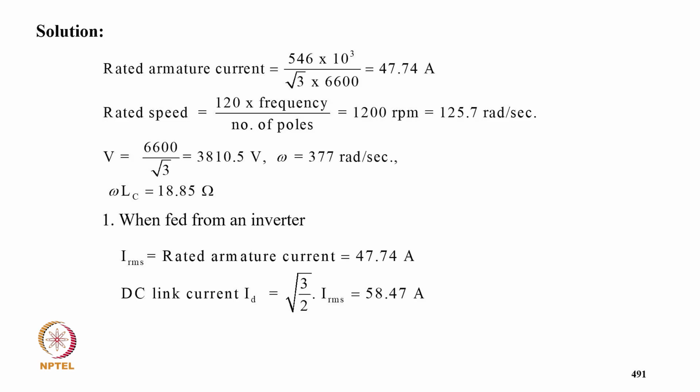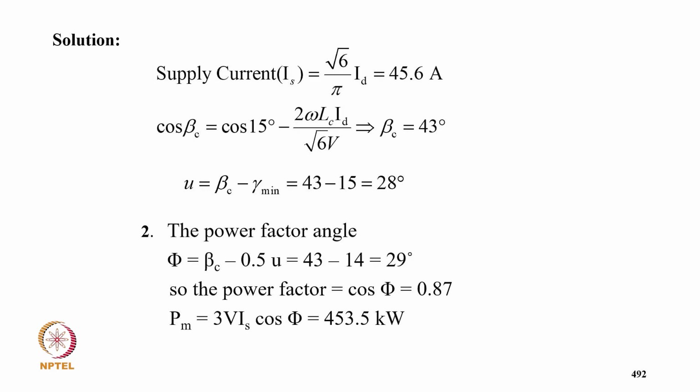The speed is 120 f upon the number of poles, it comes 1200, 126.5 radian per second, V equal to 6,600 by root 3, 3810.5 volt. Omega LC is 18.57, the motor input power is higher, IMF is 47 and DC link current is root 3 by root 2 times the armature current, that's 58.47 ampere, and supply current is root 6 upon pi ID, 45.6 ampere. Cos beta C equal to cos 15 minus 2 omega LC ID, so beta C comes 43 and mu equal to beta C minus gamma, that comes 28 degree.